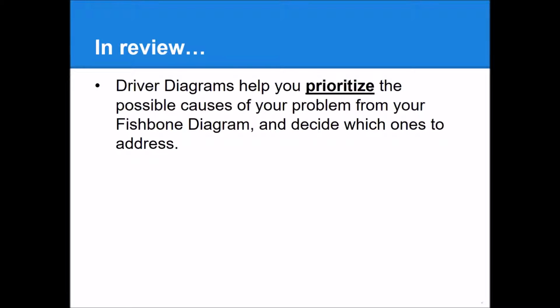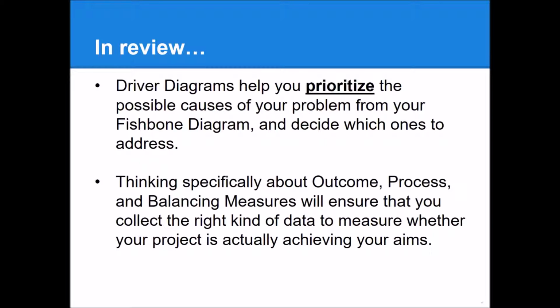So in review, a driver diagram will help you prioritize the possible causes that you came up with in that fishbone diagram, and then help you decide which ones of those things to address in your quality improvement project. And then when you're planning your project, after you've come up with your primary and secondary drivers, thinking about outcome, process, and balancing measures will ensure that you collect the right kind of data to measure quickly whether or not your project is actually achieving the aims that you set out.